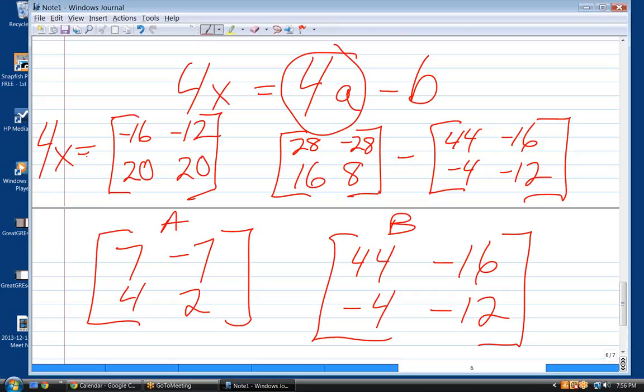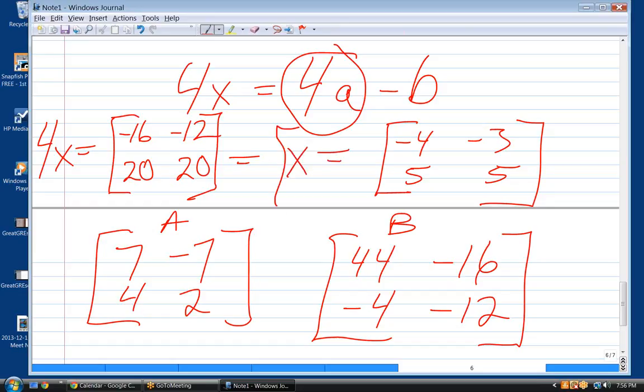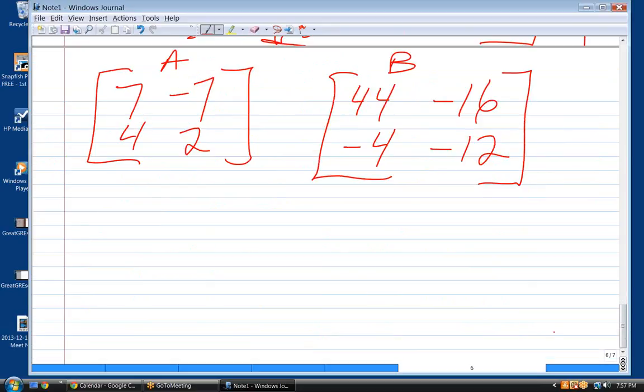Now I can divide both sides by 4 so that my final answer is minus 4, 5, minus 3, 5. Okay. So that's what x is equal to. The x matrix is equal to that. No, that's a vector, excuse me. All right.